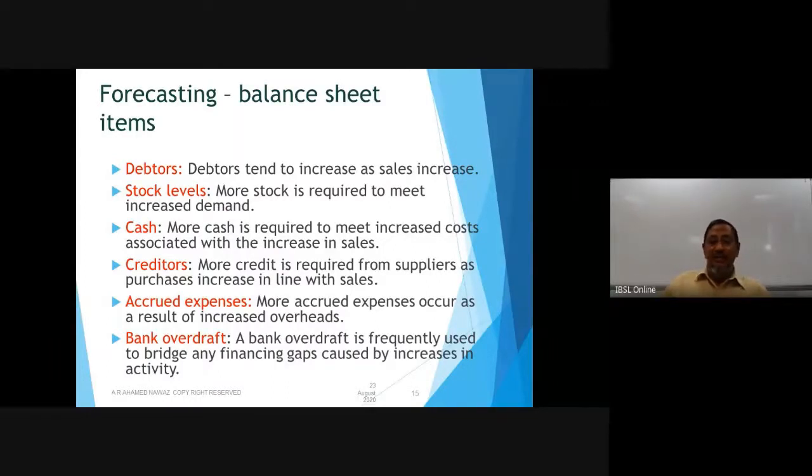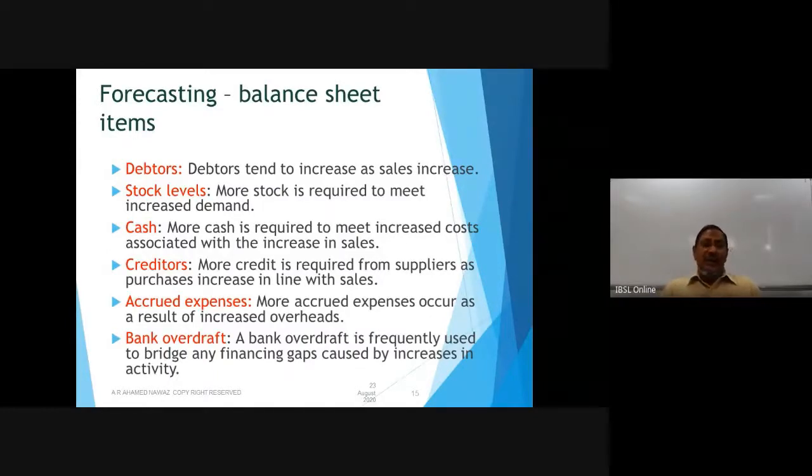Finally, a very important factor to be carefully handled: bank overdraft. The bank overdraft is frequently used to bridge any financing gaps caused by increasing activity. Take the words very important: bridge any financing gaps. Right? Therefore, bank overdraft is not a source of finance. It is a temporary bridge for a gap caused by increasing activity.